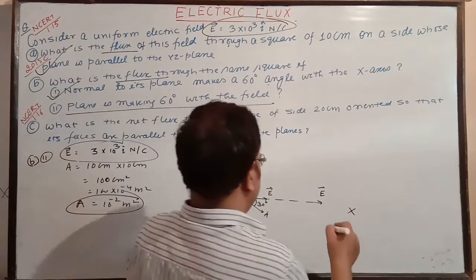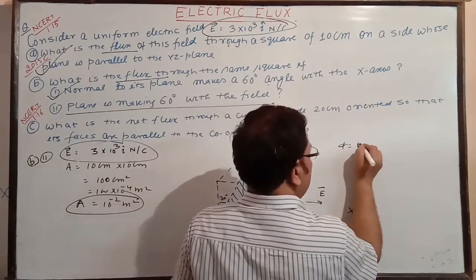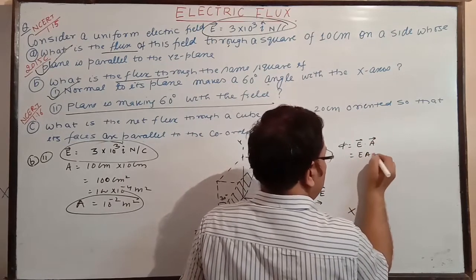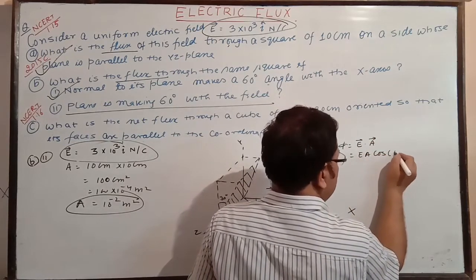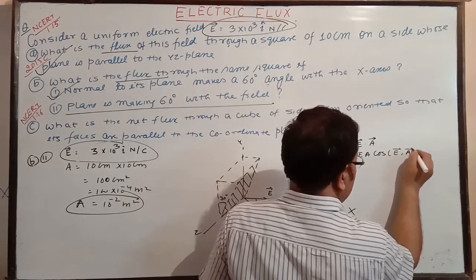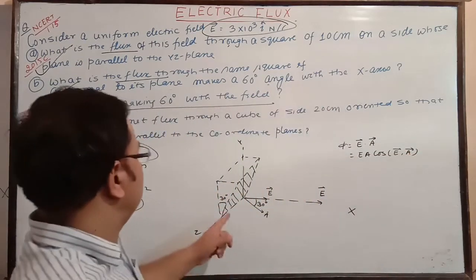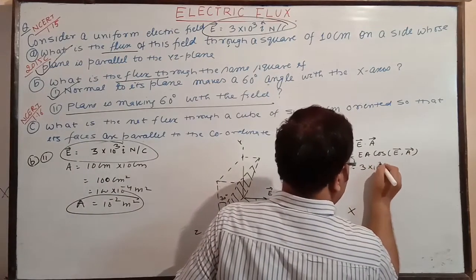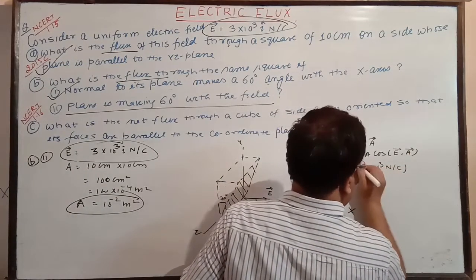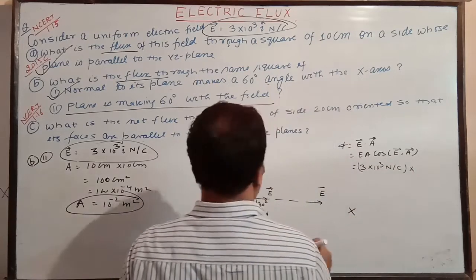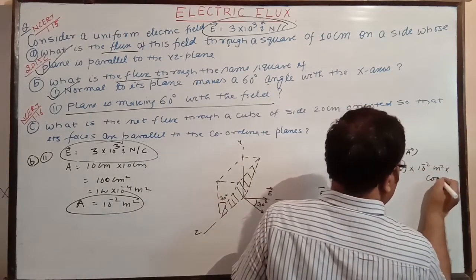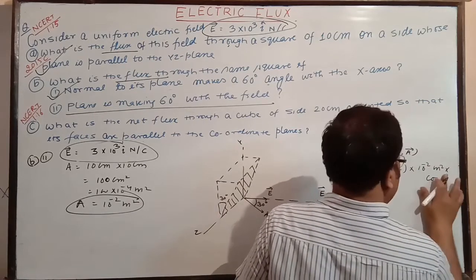So once again, phi is E dot A, which is equal to E into A into cos of the angle between E and A. That is, E is the magnitude 3 into 10 to the power 3 Newton per coulomb, A is 10 to the power minus 2 meter square, and cos 30 degree we have.